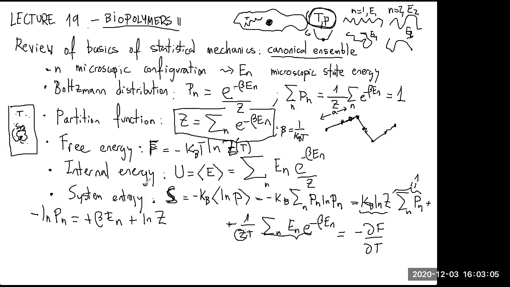Okay, something else you can check is the following relation. It is that F is U minus T times S. The free energy of a system is its energy minus T times its entropy. Okay, and here you see something important as well. That is, in the canonical ensemble, you reach equilibrium when F reaches the minimum. It's something that, okay, I cannot prove it here in a second, but this is important knowledge. F, you minimize it in equilibrium.